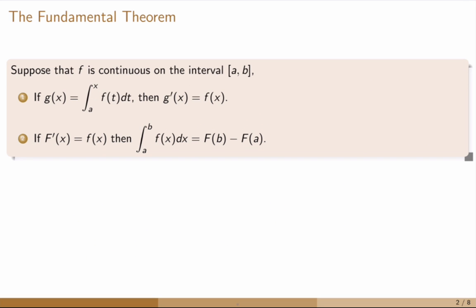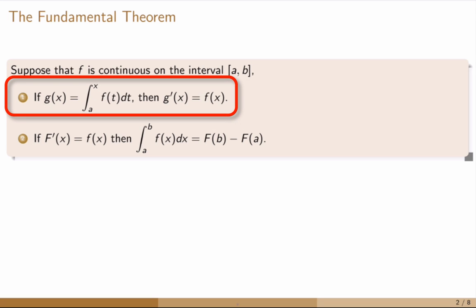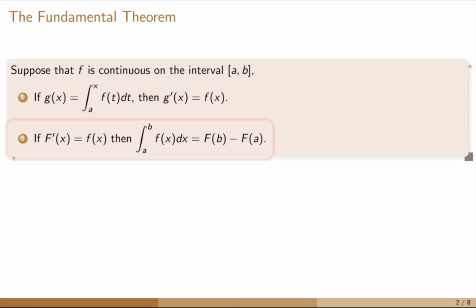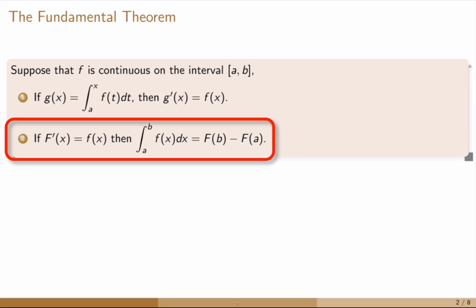Suppose f is continuous on the interval a and b. First, if g is defined to be the integral from a to x of f of t dt, then g prime is equal to f. Second, if F is an antiderivative of little f, so F prime is little f, then the definite integral from a to b of f of x dx is equal to F of b minus F of a.